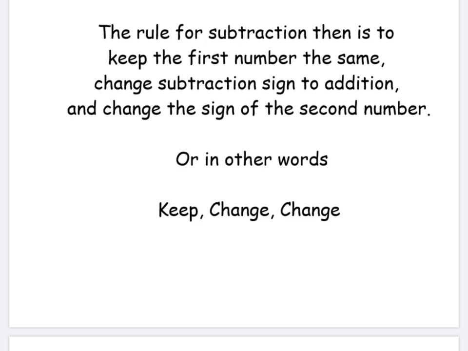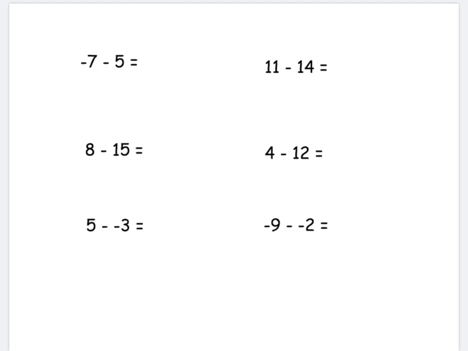So let's take a look at some examples. The first one is negative 7 minus 5. I would keep the negative 7, the subtraction would change into addition, and then the 5 would become negative. Now, we then have to follow the rules for addition. So both my numbers now are negative, so it means we have to add the numbers. So 7 plus 5 is 12, and then the sign is negative, so my answer is negative 12.